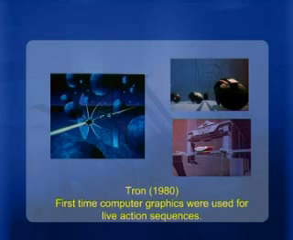First, in 1980, computer graphics were used for live action sequences in a movie called Tron. Currently, you will be taking a look at some excerpts of the same movie. Computer graphics and computer graphics based software help us produce such startling special effects which were only dreamt of in the past.